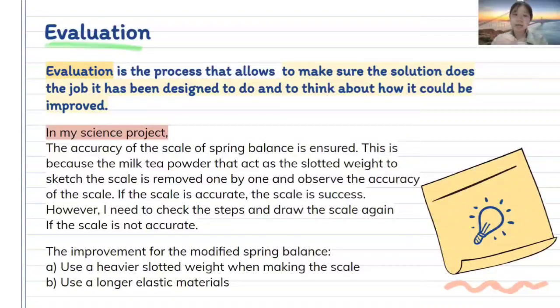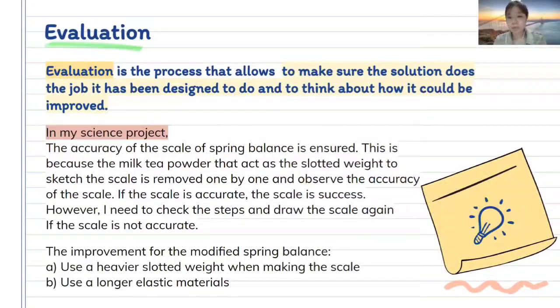And the last skill I use is evaluation. Evaluation is the process that allows us to make sure the solution does the job it has been designed to do and to think about how it could be improved. In this activity, the accuracy of the scale of the spring balance is ensured. This is because the milk tea powder that acts as the weight to sketch the scale is removed one by one to observe the accuracy of the scale.